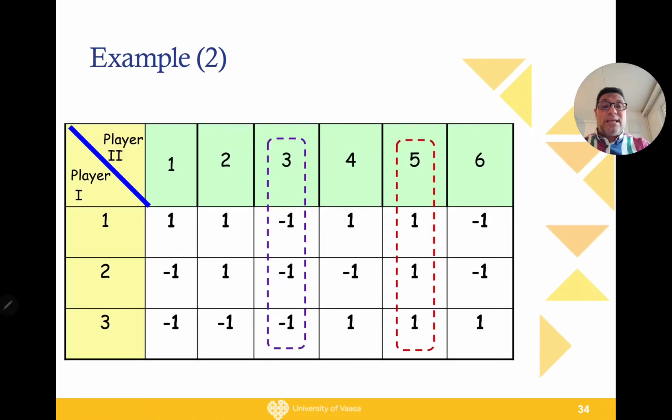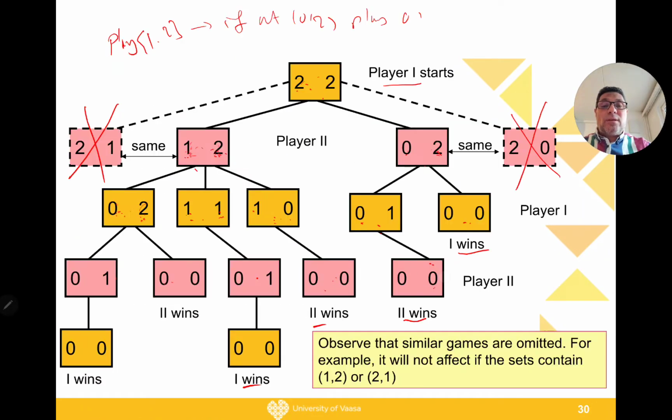So it can be easily explained or tracked from this form. So it is called extensive form. Extensive form means that if at 1-2 play 0-2, if at 1-2 play 1-1, if at 1-2 play 1-0, and if at 1-2 play 0-2, but if at 0-2 play 0-1, and so on. So you put all possible strategies that player 1 and 2 can play.